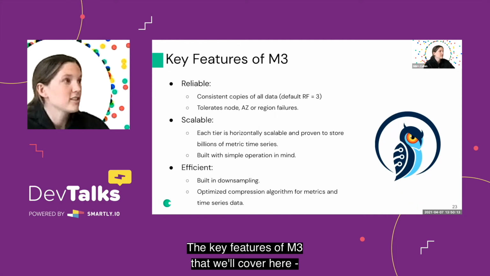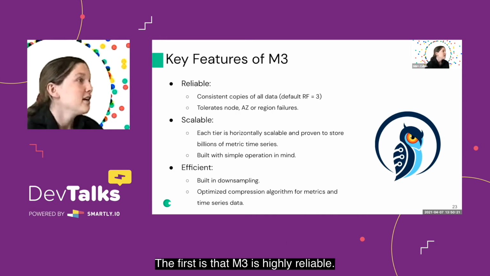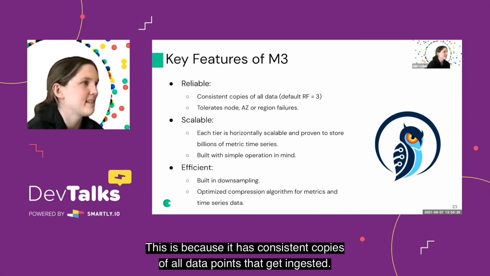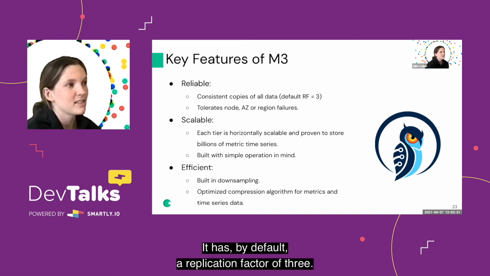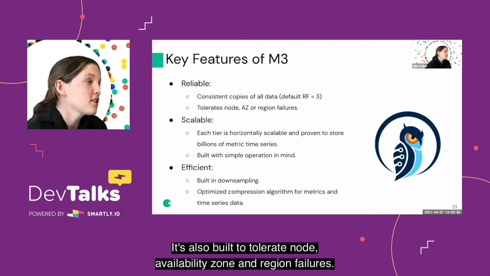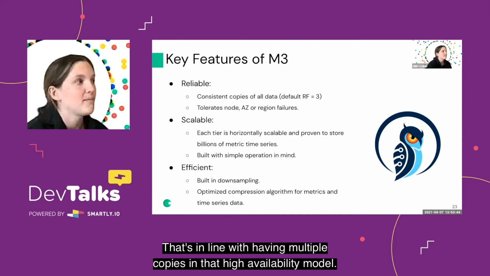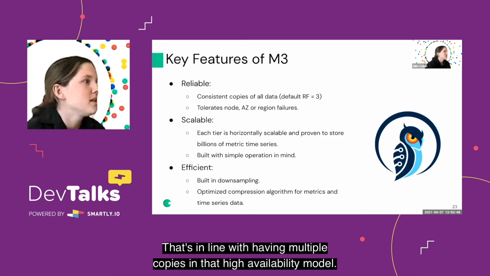So the key features of M3 that we'll cover here, tying back to those three main limitations with Prometheus at scale. First one being that M3 is highly reliable. And this is because it has consistent copies of all the data points that get ingested, having by default a replication factor of 3. So you'll have basically 3 copies of each data point that comes in. It's also built to tolerate node, availability zone and region failures. And that's in line with having multiple copies in that high availability model.